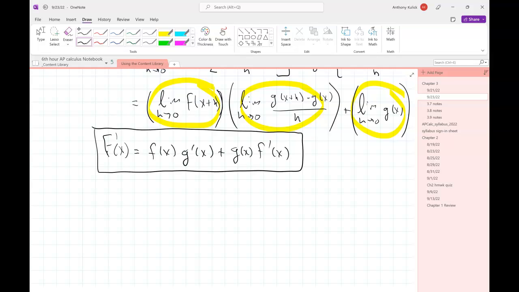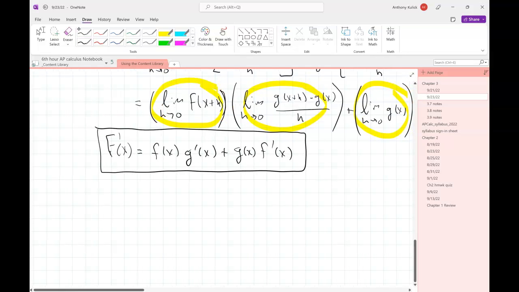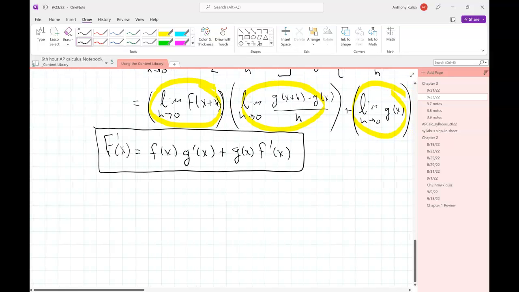Let's do some examples using it. Like on the AP test, will they ask you to prove why the product rule works or something? I would not suspect they would ask you to do that. But should you memorize the formula for the product rule? Oh yeah, absolutely. We're going to use it a ton. We'll use it over and over again. It'll sneak up and get you when you're not expecting it.